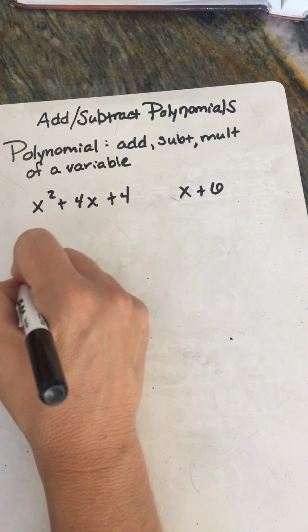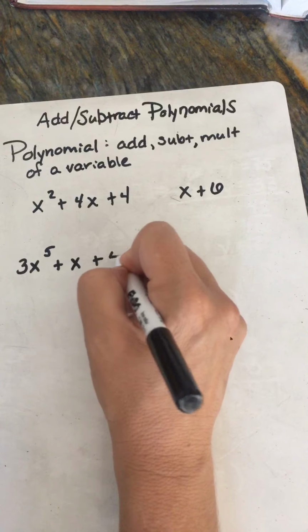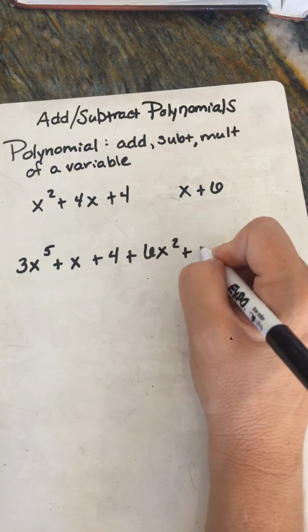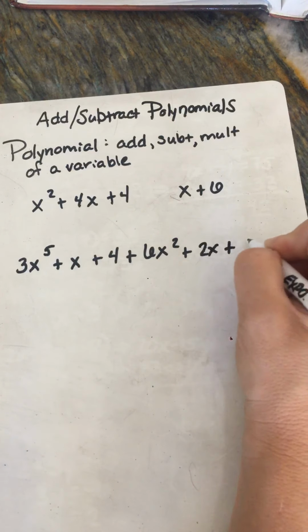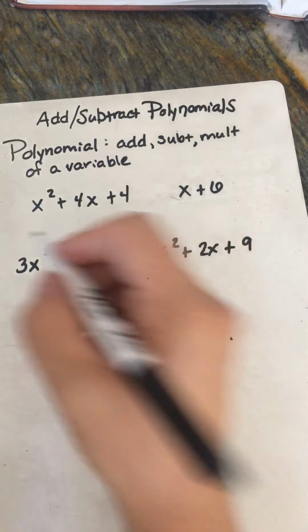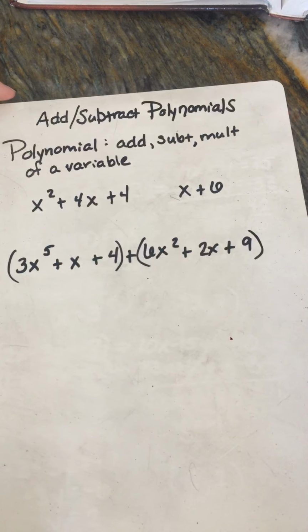So we can do like 3x to the 5th plus x plus 4 plus 6x squared plus 2x plus 9. Okay, we are going to add and subtract. So let's say this is one polynomial and this is another polynomial. We're going to combine or add those polynomials. You always need to write your polynomial in descending order. Sometimes ascending is asked for, but we're going to stick with descending from here on out.